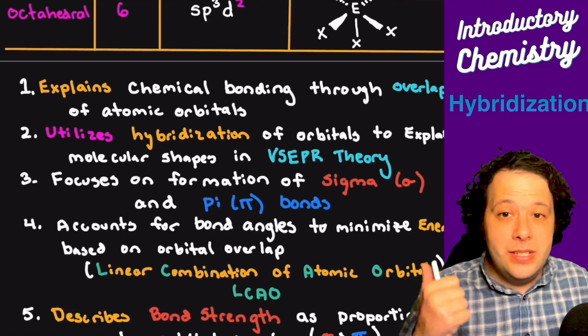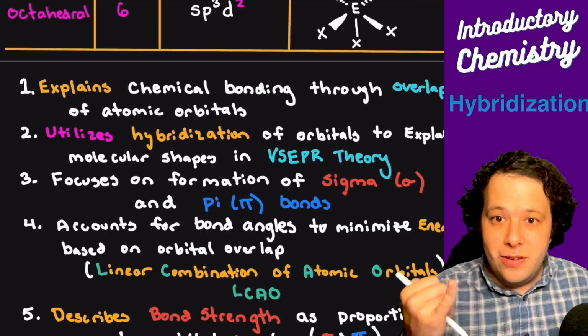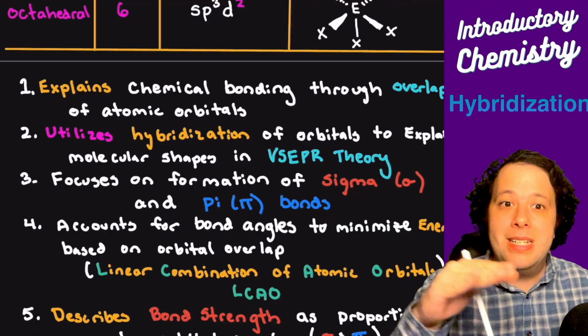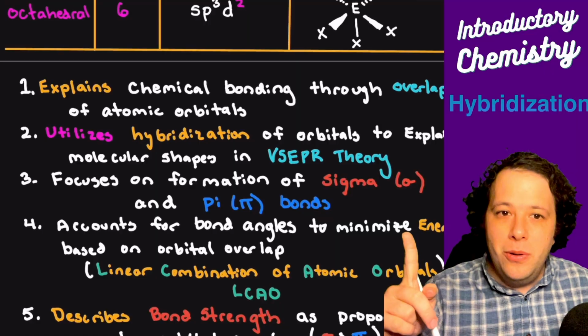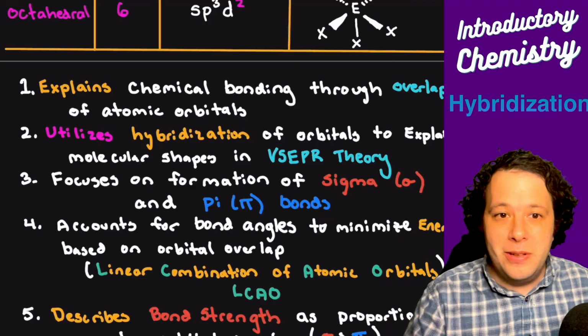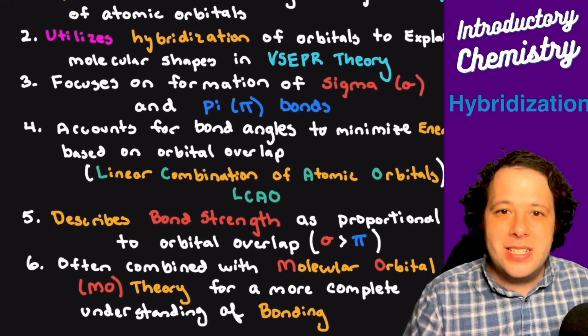We're going to be focusing on sigma and pi bonds. So we're going to be forming both of those. Sigmas are usually our single bonds. Pi bonds are going to be used in double and triple bonds alongside sigma. And the whole goal here is to minimize energy. And it's all based on that atomic overlap, right? It's because of all those orbitals combining together.